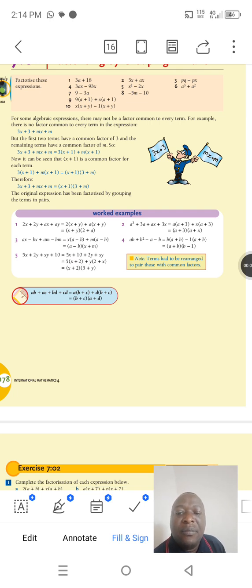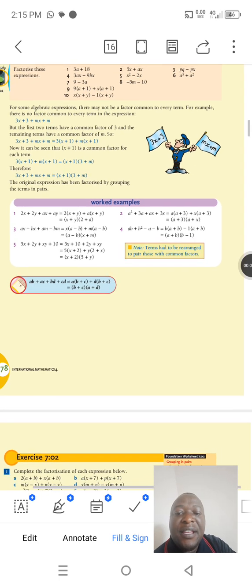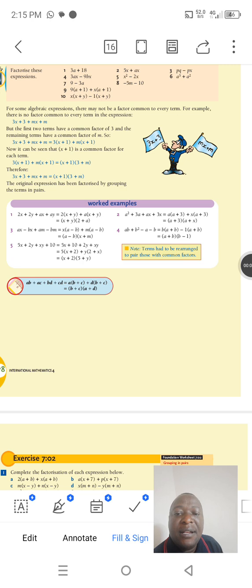So the common factor for the first pair is x, therefore the expression becomes x into a minus b. And for the second pair, the common factor is m, therefore the expression becomes m into a minus b. Therefore, if we factorize in that format, then the expression becomes x into a minus b plus m into a minus b. Again, we notice that what's in the bracket is common, so we factorize it out, so that the expression becomes a minus b in brackets into x plus m.